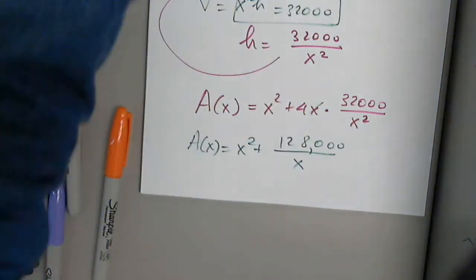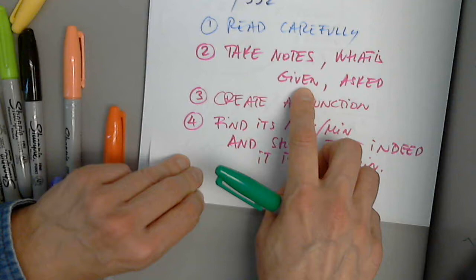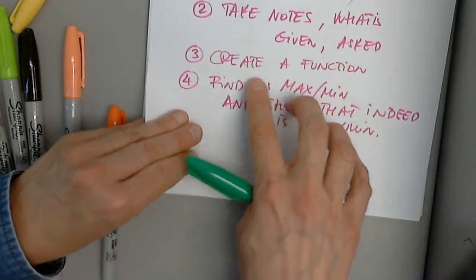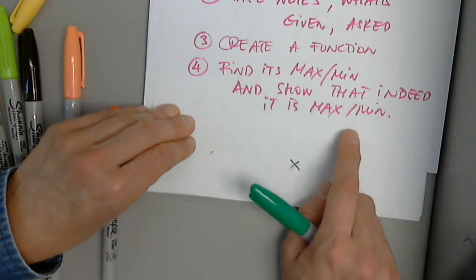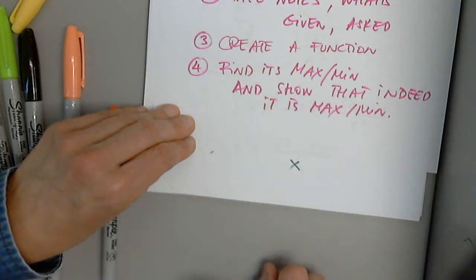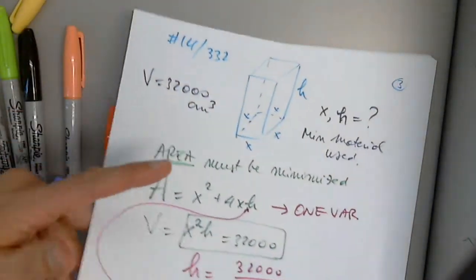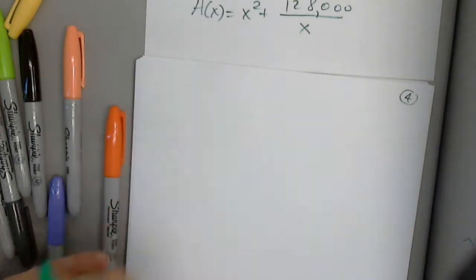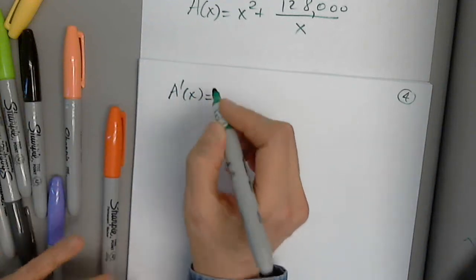So let's see where we are. We read it, we took notes, we understood what is given, we even made a picture. We know what it's asked, we created a function, and now we're in the last stage in which we find its maximum or minimum, and also show that it is a max or min. How do we do that? So we have this function, and we want to find its minimum. What do I have to determine? Very good. So in other words, I have to find A prime first.